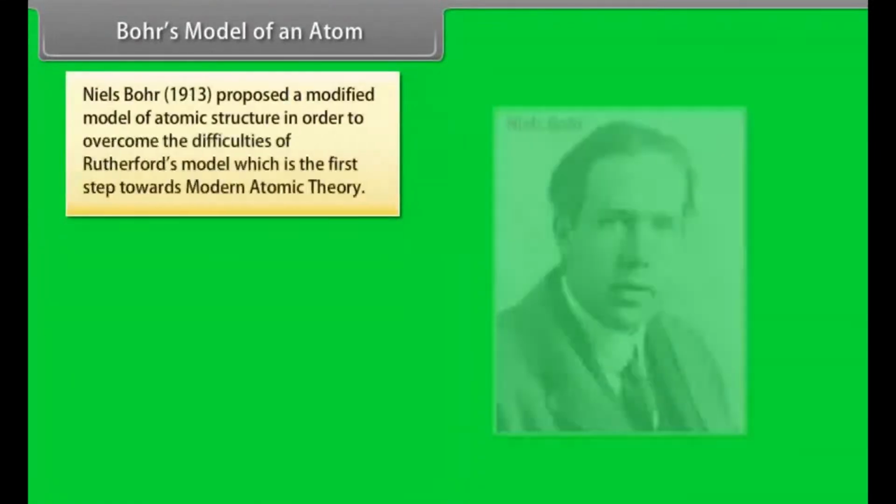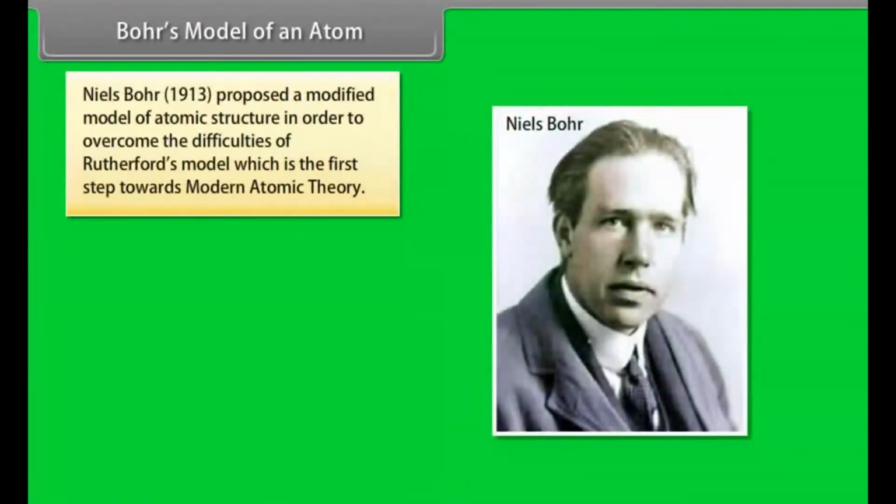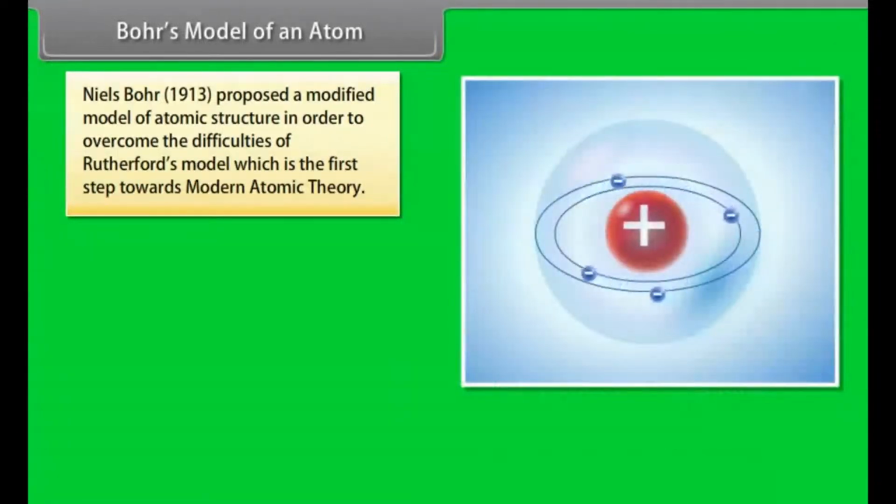Bohr's model of an atom. Niels Bohr, 1913, proposed a modified model of atomic structure in order to overcome the difficulties of Rutherford's model, which is the first step towards modern atomic theory.